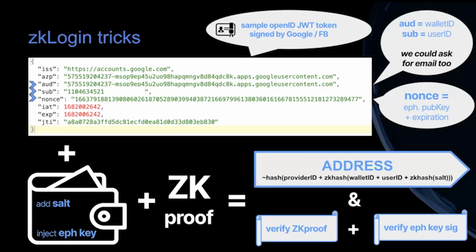So just to quickly summarize, what we did was take the JWT that is signed by Google, Facebook, whoever, add a salt to hide the sensitive identifiers but derive a unique identifier for you on chain, inject a key pair to allow transaction authorization, and then do a zero knowledge proof over it. The thing that you submit on chain has two parts: a zero knowledge proof that proves the validity of this JWT, and a signature with an ephemeral key. So that is in a nutshell how zkLogin works.